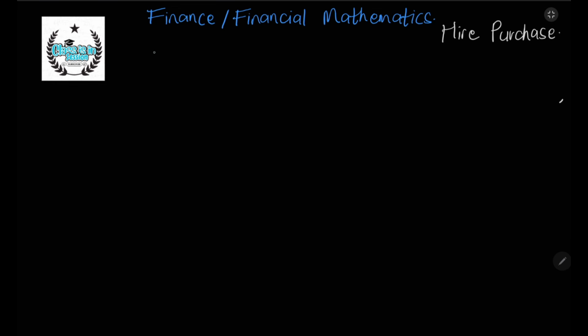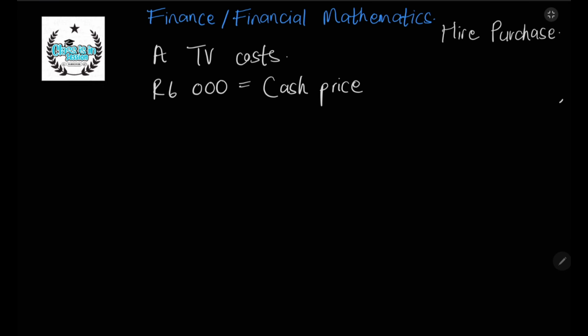Let's try an example. Let's say a television costs 6,000 Rand. This 6,000 Rand is your cash price. Then the store, let's say you don't have that 6,000 Rand available. The store may allow you to pay only 1,000 Rand instead of the 6,000 Rand. We call this amount that you pay first, so that you can take the television or whatever you're buying home, the deposit. You have to pay a deposit of 1,000 Rand instead of the 6,000 Rand.